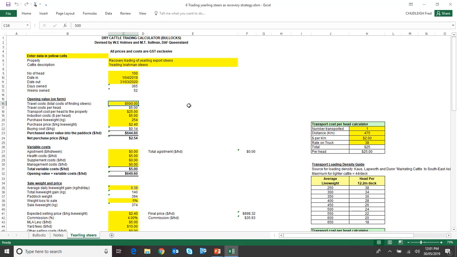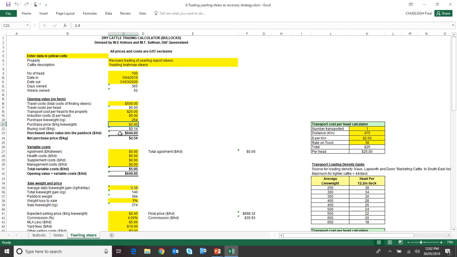Now, we're going to have to travel and find these cattle, so we allocated $500 total to that, or $5 a head. To get them back to the property is $25 a head. Here's our calculation of how far we've got to bring them, dollars per kilometre and the rate per deck. So that gives us our $25 there. It's going to cost us some money to settle them down, get them through the yards. We're going to buy them at 254 kilos average for $2.40.